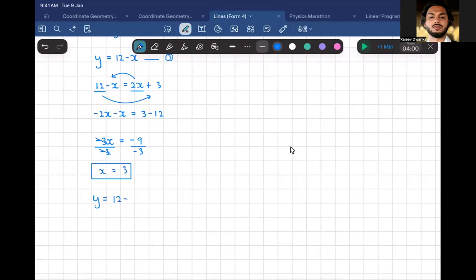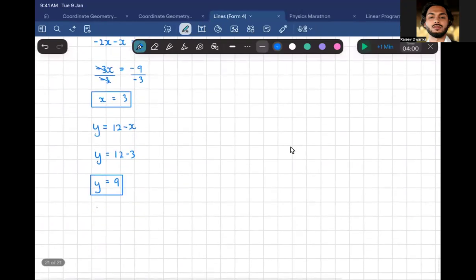So if I pick 3, y is going to be equal to 12 minus x, right? We know that x is 3. So we say 12 minus 3. What is 12 minus 3? 9. Okay, so the point of intersection here, right? The point of intersection would be what?